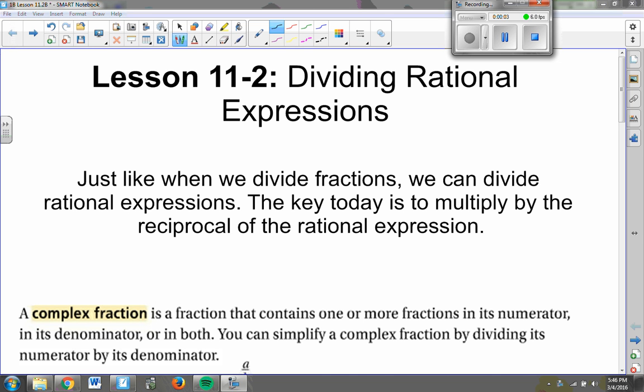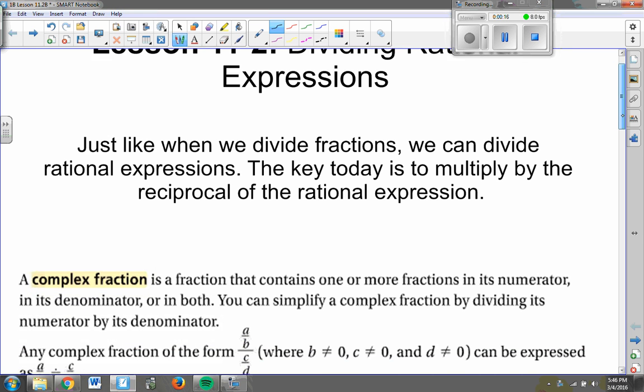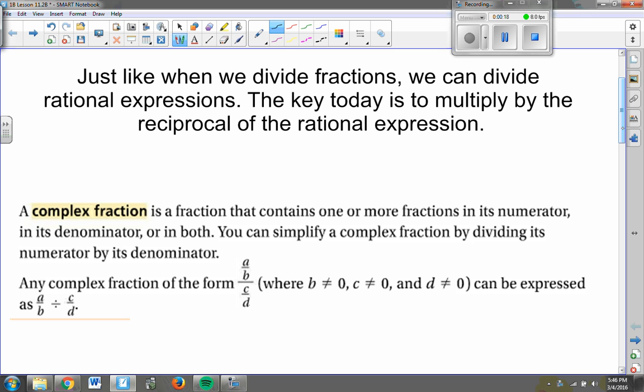All right, Algebra 1B students, welcome to part 3 of lesson 11.2 on dividing rational expressions. Just one quick wrinkle to talk about in this video. We're going to talk about what is called a complex fraction.